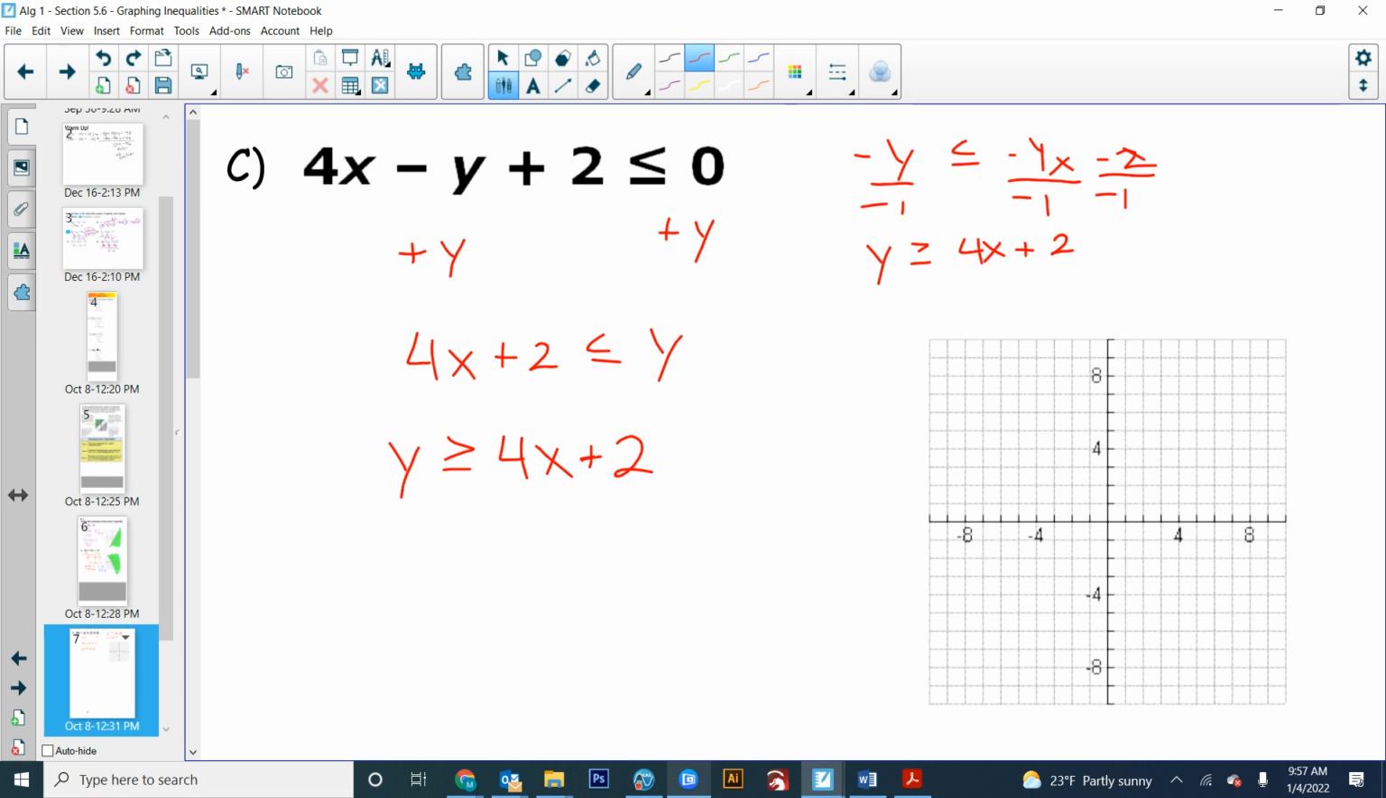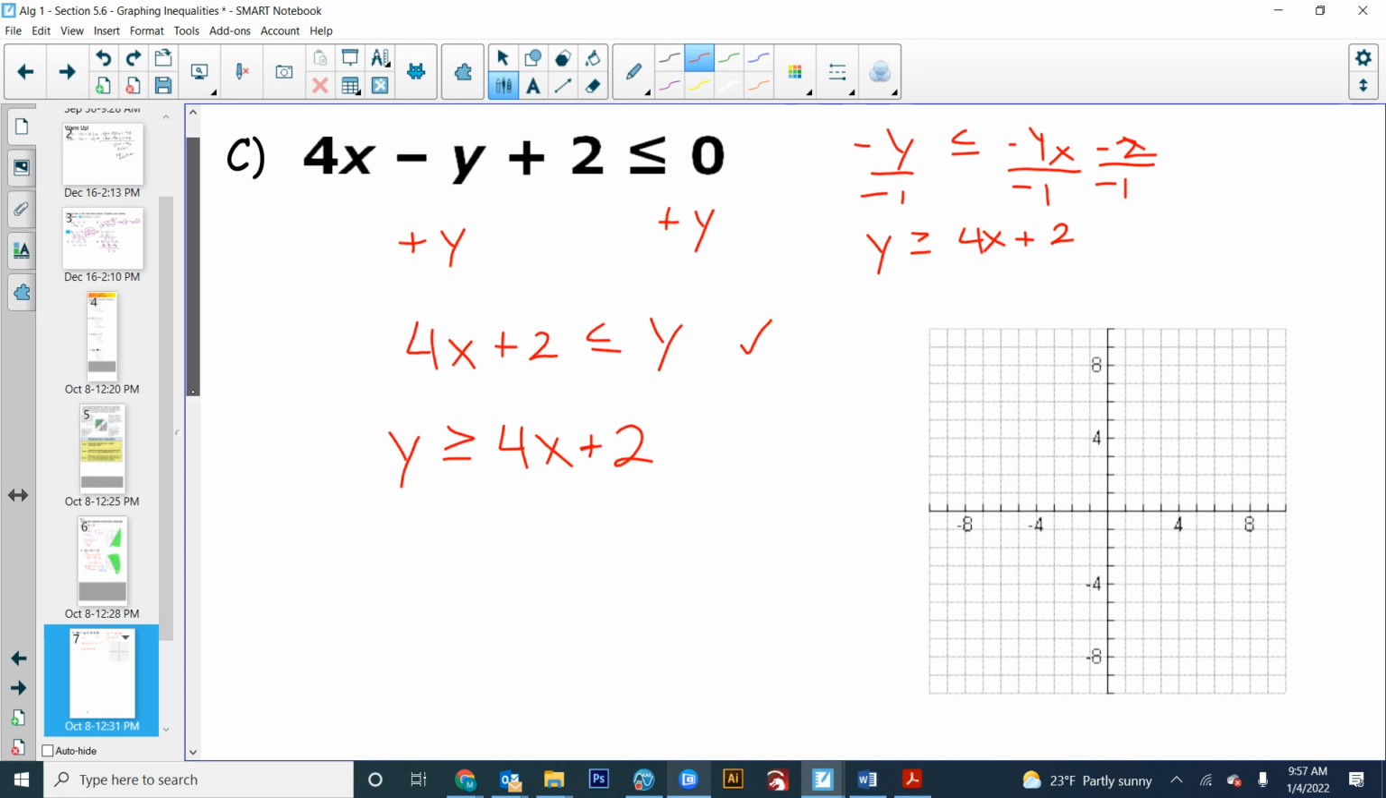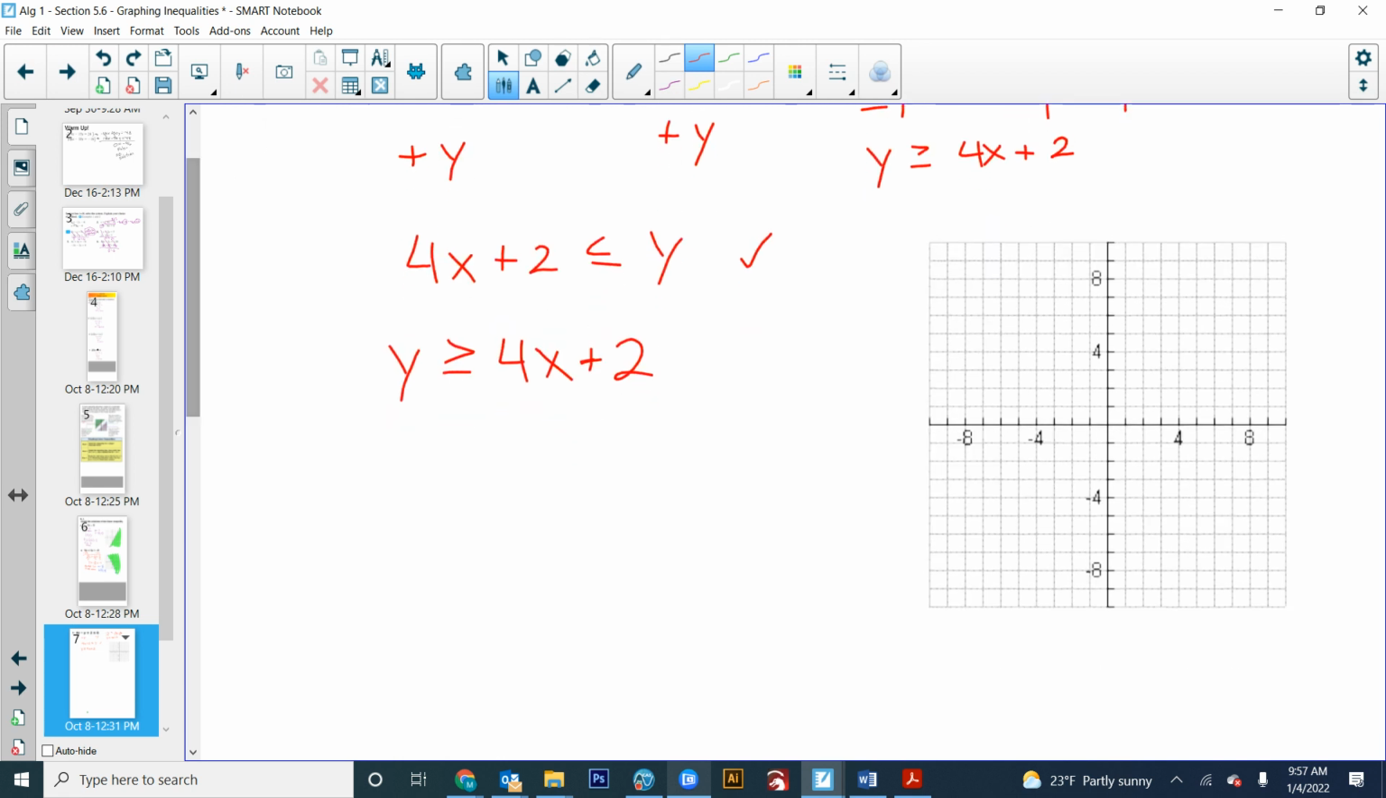Now, another thing to be careful of. If you didn't write y first, like this right here, I'm nervous you would shade the wrong part of the graph. Okay? So let's go ahead and solve it, and we'll see what we're talking about. First of all, the line we graph, is it going to be solid or dashed? Solid, very good, because of the equal to.